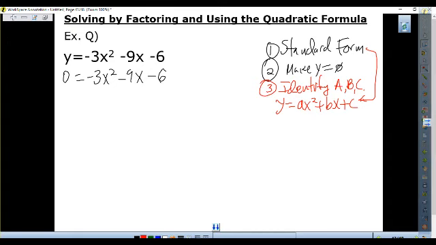I'm going to use that step. So to identify a, b, and c, I'm going to write this right underneath my standard form equation. Y equals ax squared plus bx plus c. The reason I write it right underneath is because it's easy to identify now my a, b, and c. Is that correct? So what is a, everyone? Negative 3. What is b? Negative 9. And what is c? Negative 6. All right.